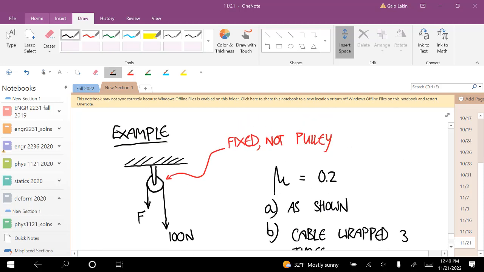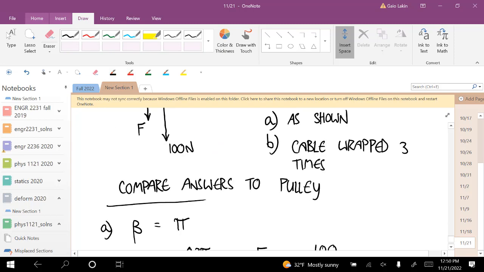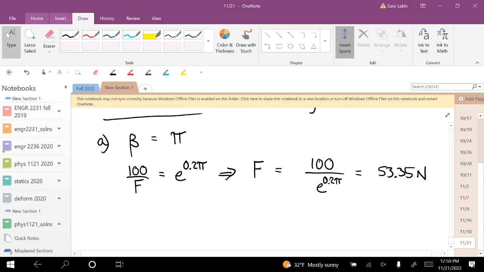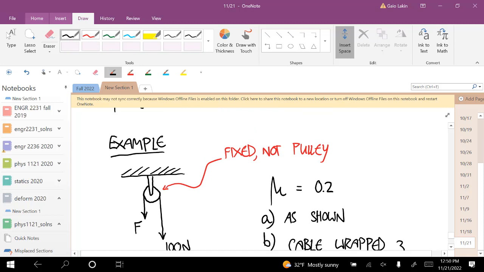So if the default is that being a pulley and that F would be 100 newtons, just having it thrown over the top of that bearing, if that bearing is fixed, allows that force to be almost cut in half. So now let's do it for wrapped 3 full times around. So if the contact starts here, you go 2 pi, 4 pi, 6 pi, and then another pi, so 7 pi is beta.